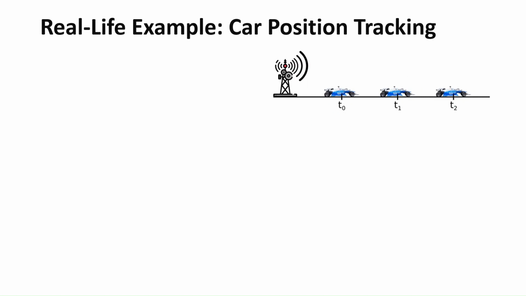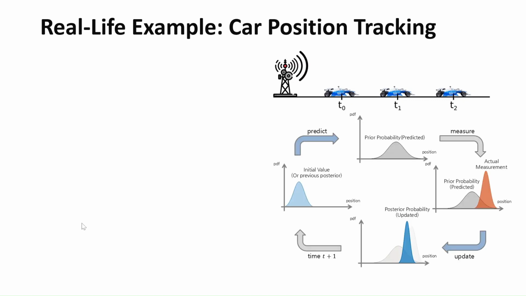Now imagine we are using a radar to track the position of a car along a straight road. The radar provides noisy measurements of the car's position at regular intervals. Our goal is to estimate the true position of the car given these noisy measurements. So the whole scenario can be depicted here.